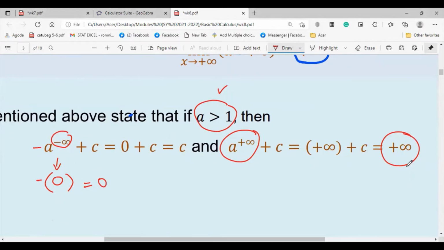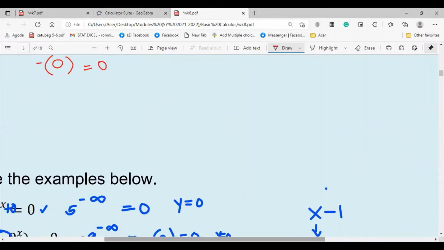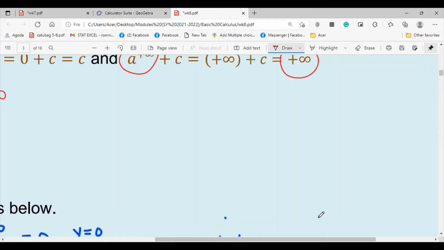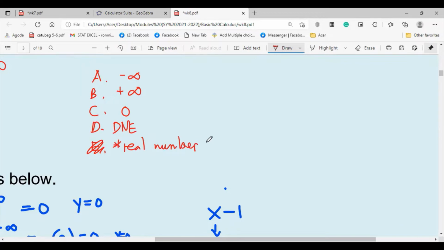On the 5 problems that I will give, you just need to comment. Okay, noted na dapat yan. Here are the 5 problems. Your answer is A, negative infinity, B, positive infinity, C, 0, D, D and E, E, if this is a real number, then comment the real number as your answer. Okay, number 1.